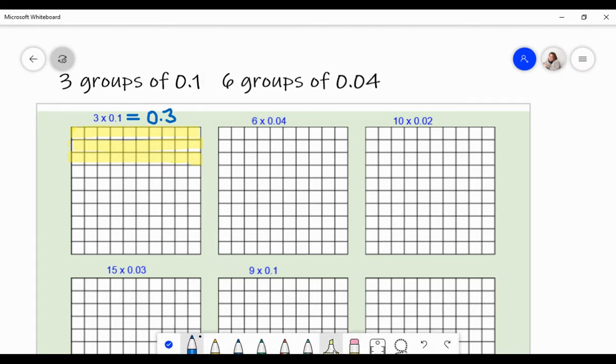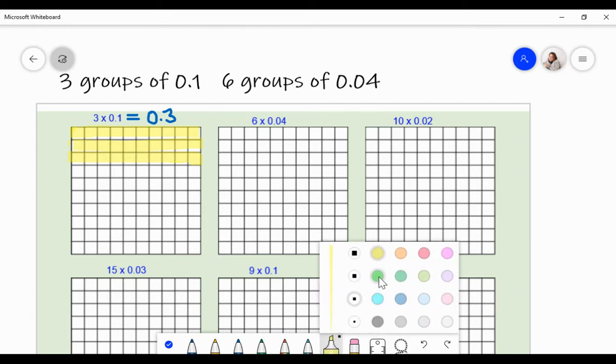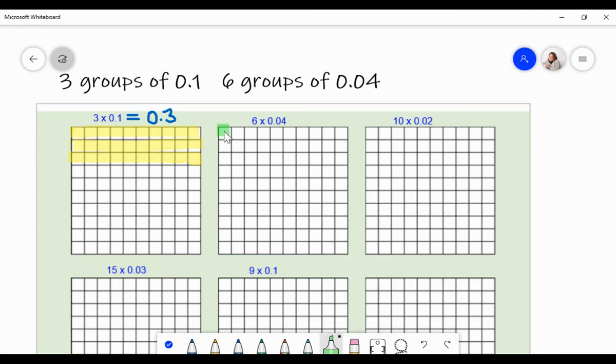I'm going to go ahead and get my highlighter again. I'm going to change colors to the green this time. And on this one, I have 100th, 200th, 300th, 400th. So that's one group of 400ths. Then I'm going to color the next group. 100, 200, 300, 400. That's 2 groups of 400s. But I need 6, so I have to keep going. It's 100, 200, 300, 400. So that makes it 3 groups of 400.